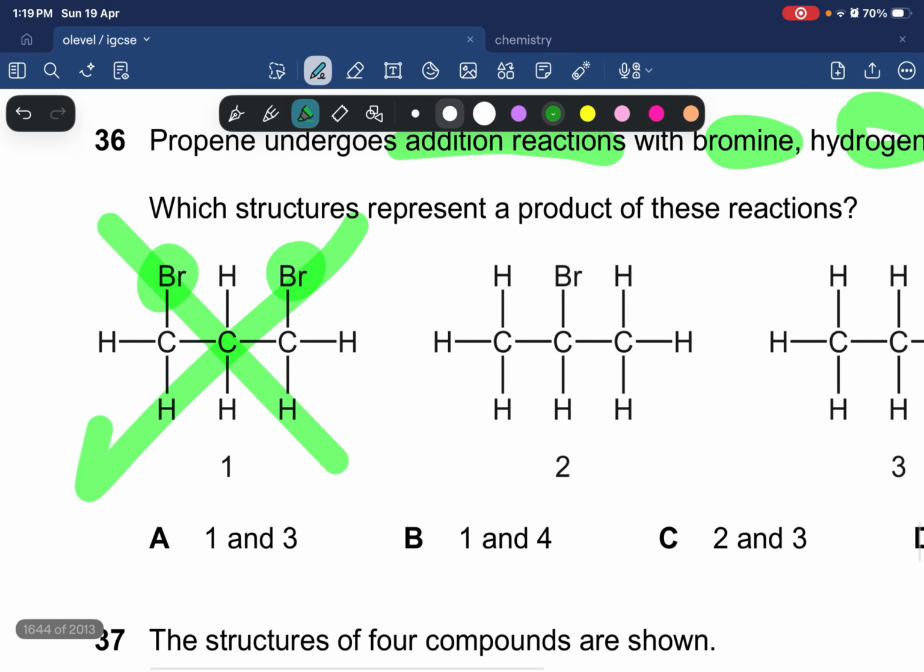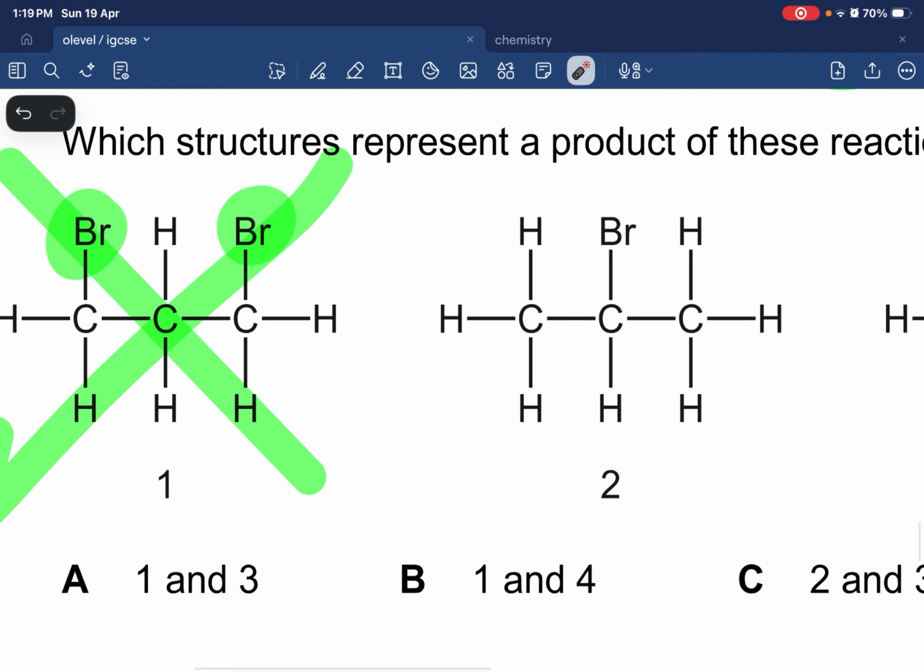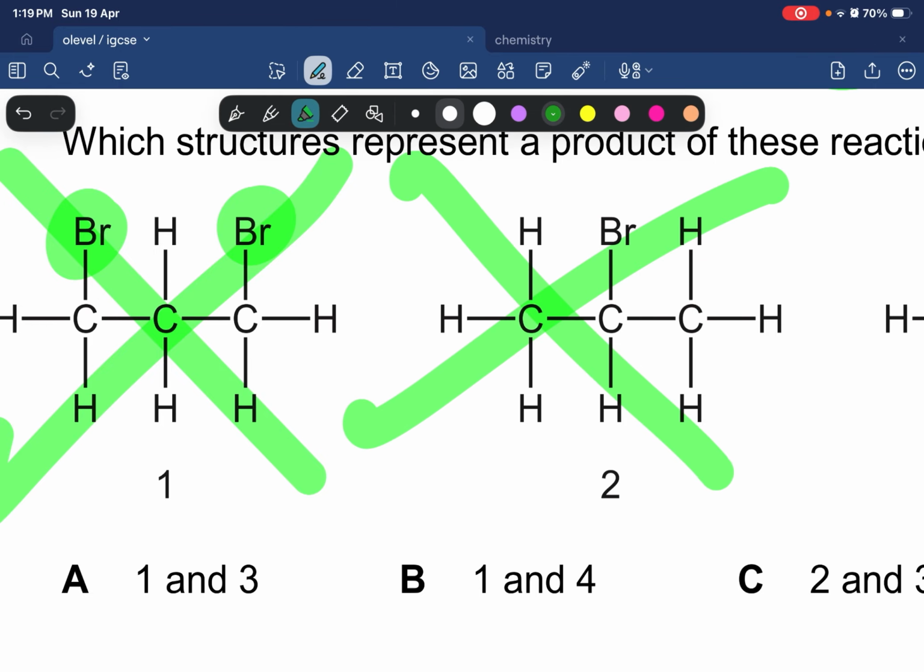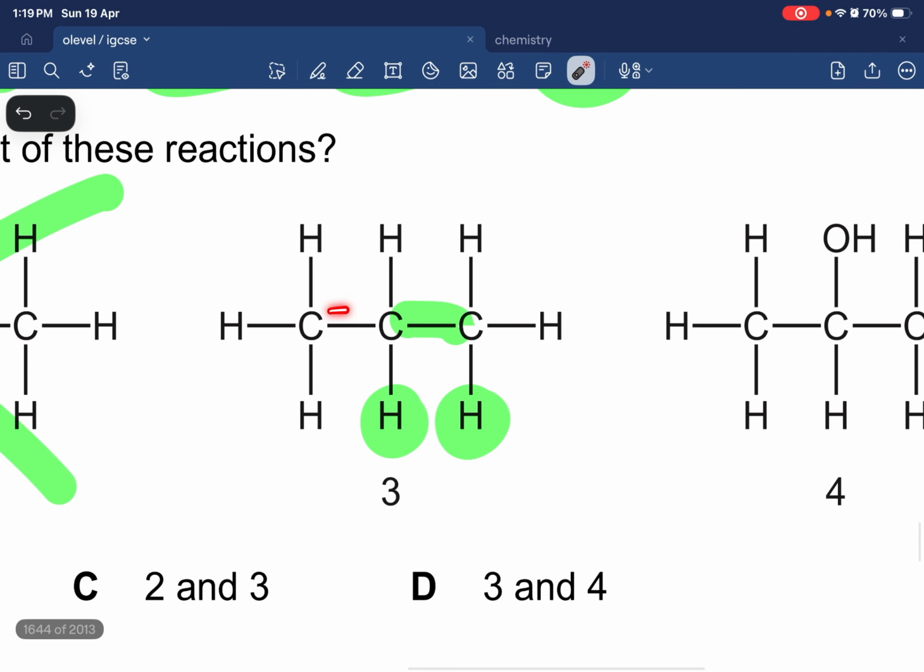Again, this is not possible because there's just 1 bromine. If there's a double bond, HBr, is there any HBr? No, not HBr. So if there's a double bond, then bromine should add on both carbons, not only on 1 carbon, again across. Okay, this is possible because if there's a double bond here, then 1 hydrogen here, 1 hydrogen here is going to be added.